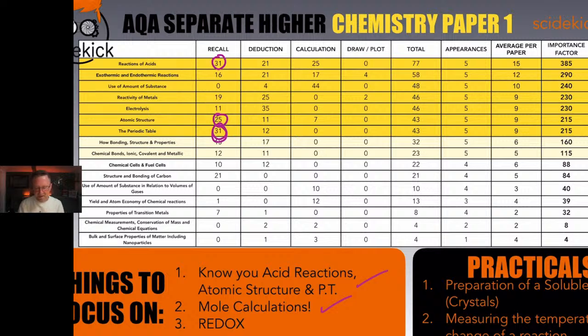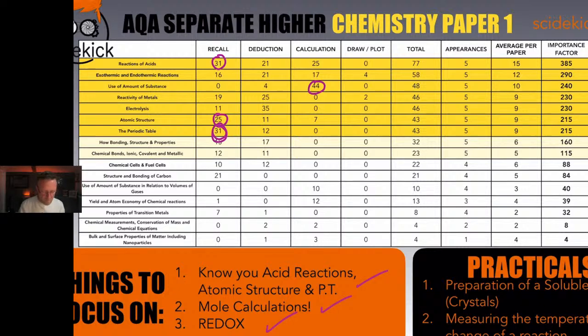Next up, no surprise here, mole calculations. Boom, look at this. Amount of substance, okay, and equations and so on and so forth. Lots of different calculations with that one involved, and also with reactions of acids actually, but that's linked to mole calculations as well. So knowing your mole calculations, I mean, you kind of knew that anyway, but this is the evidence. This is where you see, on average, there's 10 marks per paper. So 10% is going to be on your mole calculations, not to mention the other calculations as well, okay?